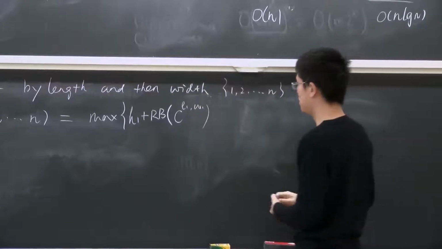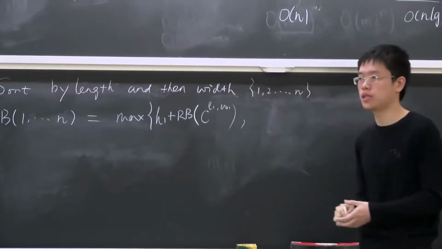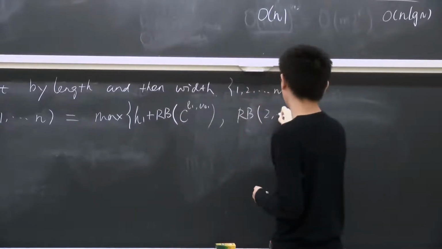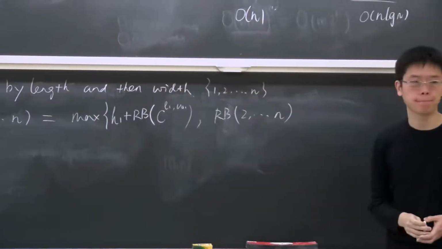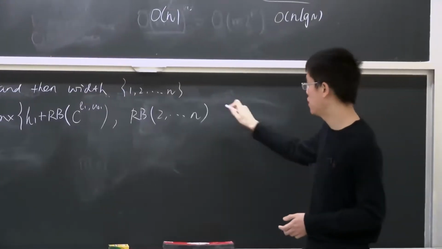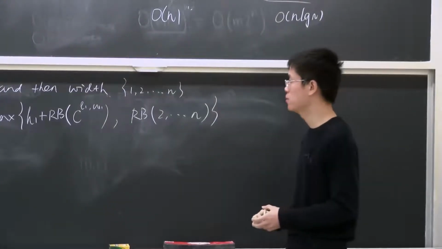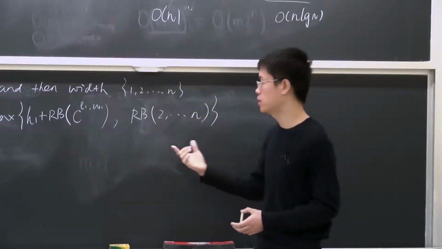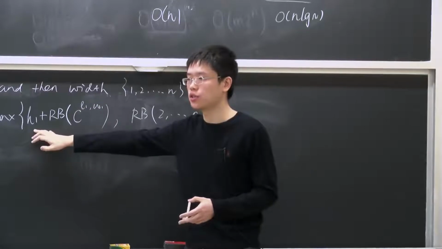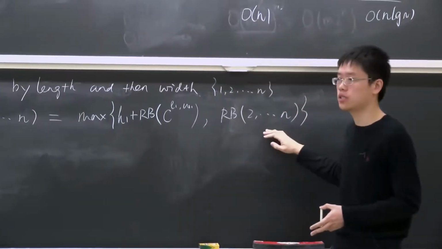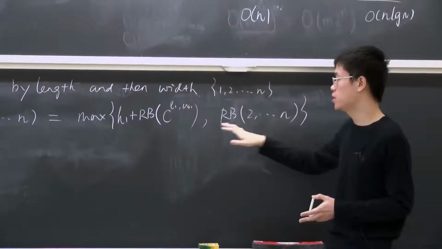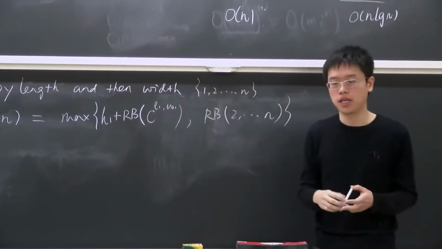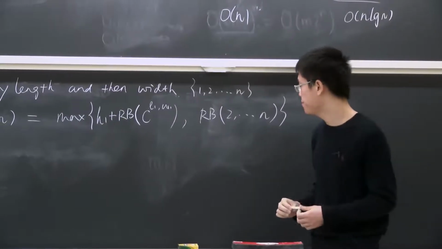If I do not choose it, then my subproblem is, like what Andrew first said, from 2 all the way to n. So why is this correct? I claim this covers all the cases. Either h1 is chosen as the first bottom one, or it's not chosen at all. It's impossible for h1 to be somewhere in the middle, because it has the largest length. Okay.